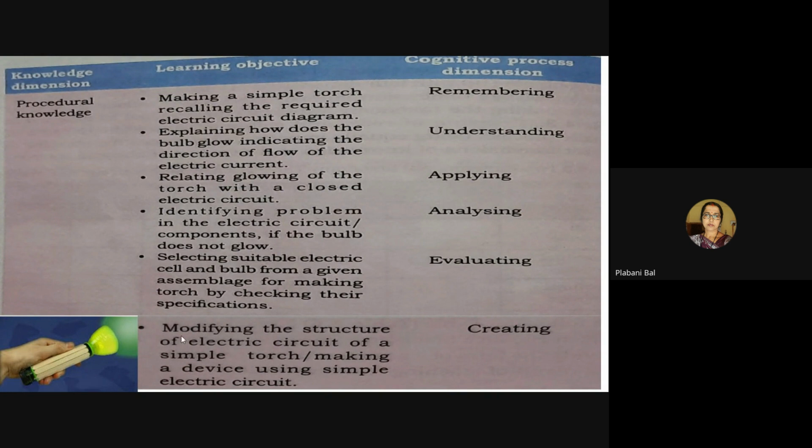Next, the next dimension, the higher form, is creating. Modifying the structure of the electric circuit of a simple torch, or making a device using a simple circuit, will be your creating. Okay. Now you understood.